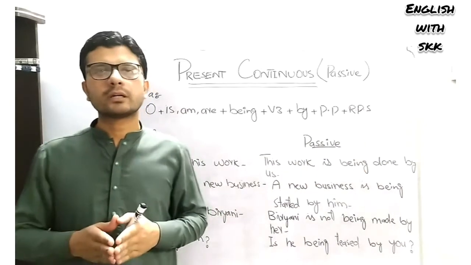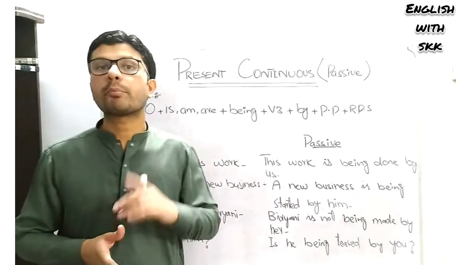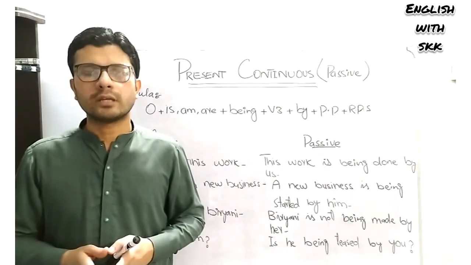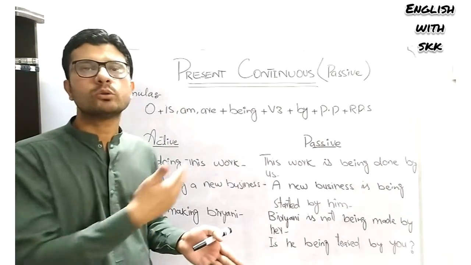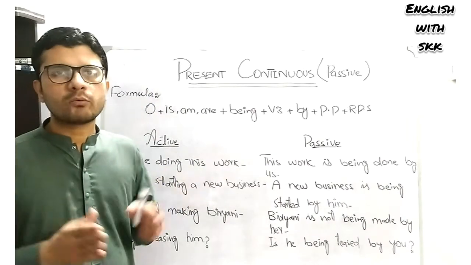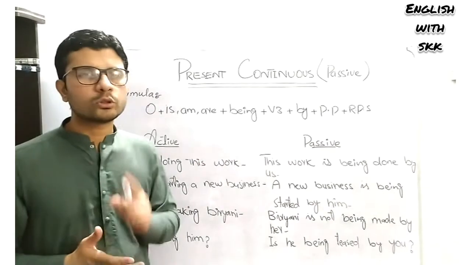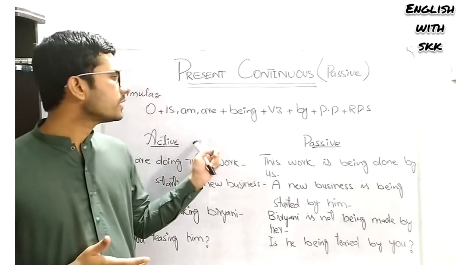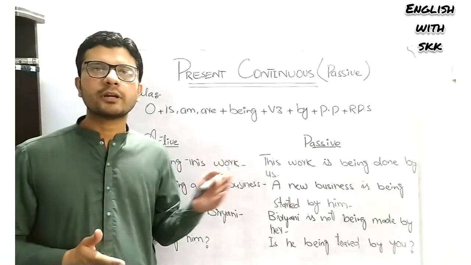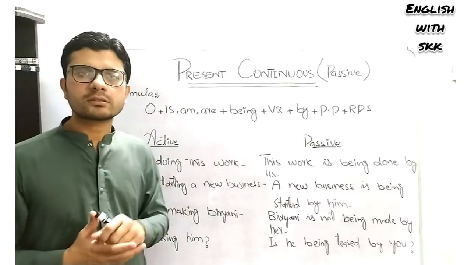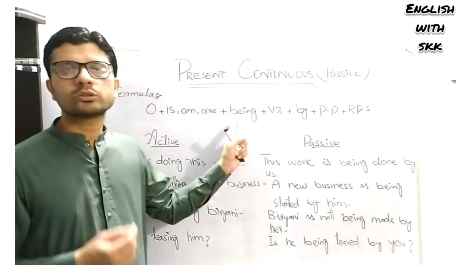So these are the sentences of present continuous passive. And the formula is in front of you, showing how we can convert active sentences into passive sentences. Remember one thing, if you are in present, you will use the present helping verbs is, am and are. And the difference between indefinite and continuous passive is that here we are using being.